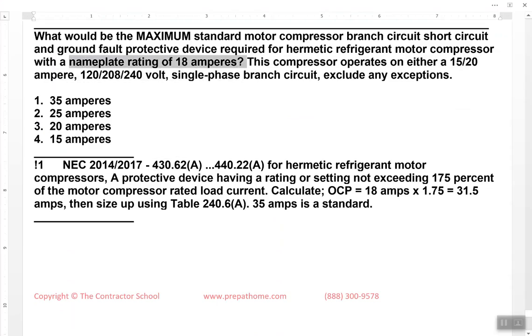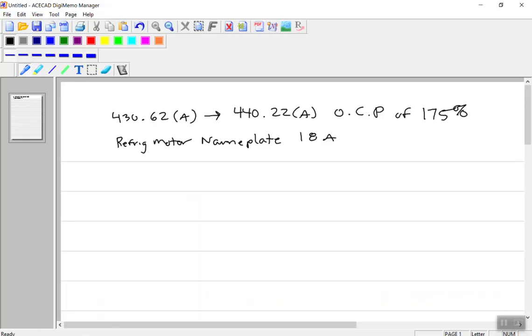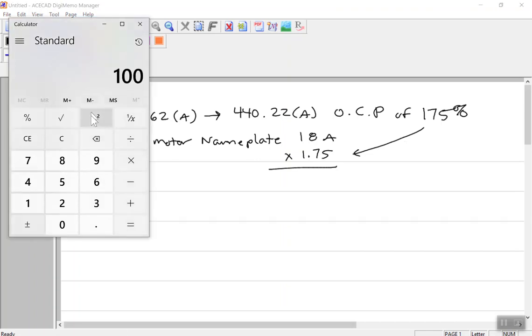That's very relevant. That's what's relevant in there, right? And what's also relevant in there is this hermetic refrigerant motor compressor, right? There's a lot of stuff in that paragraph almost of a question, but isn't it? Those are the two relevant things, right? So in our notepad, we got to make sure we write that, right? The refrigerant motor nameplate, 18 amps, and then we would simply multiply by 1.75. That's what we got from the article reference, right? So 18 amps times 1.75 on our calculator. Should be able to do this pretty easy, right?